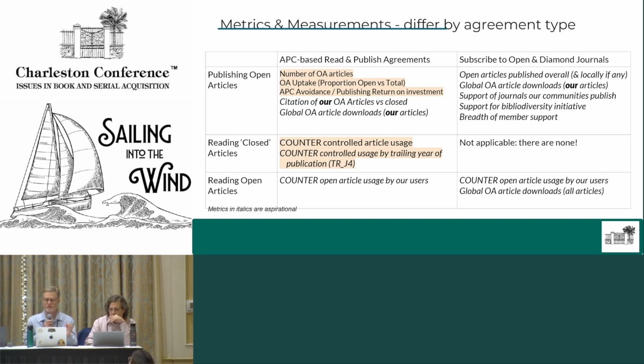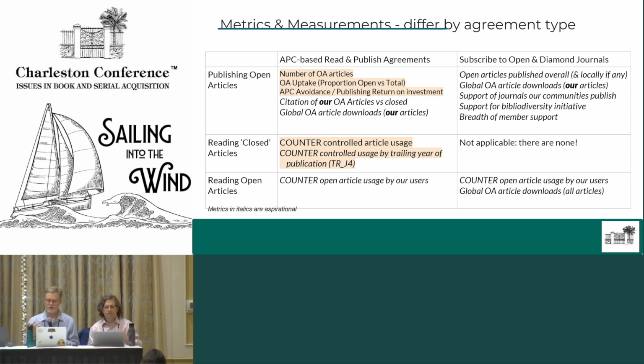Metrics and measurements also differ by agreement type. For APC-based read and publish agreements, currently the focus at SCELC, it's relatively easy to count the number of OA articles published, the OA uptake as a proportion of the eligible articles that were made open, and the open publishing or APC cost avoidance.